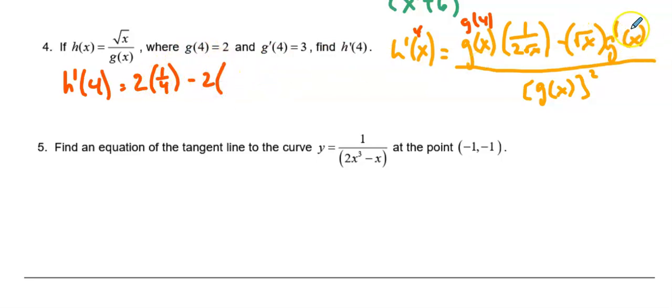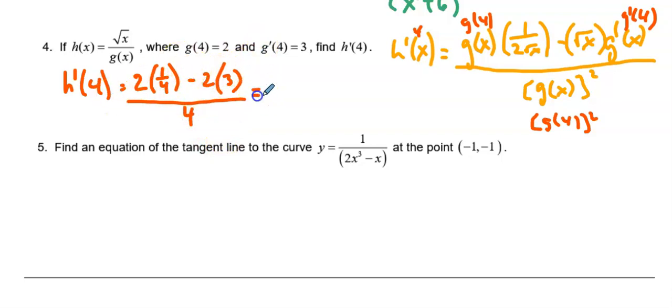We're going to find g prime of 4, right? So g prime of 4 goes in right here. We're given that that's 3. And it's all over, again, g of 4, and then we want to square that number. So g of 4 is 2, and we're going to square it, and we're going to get 4.